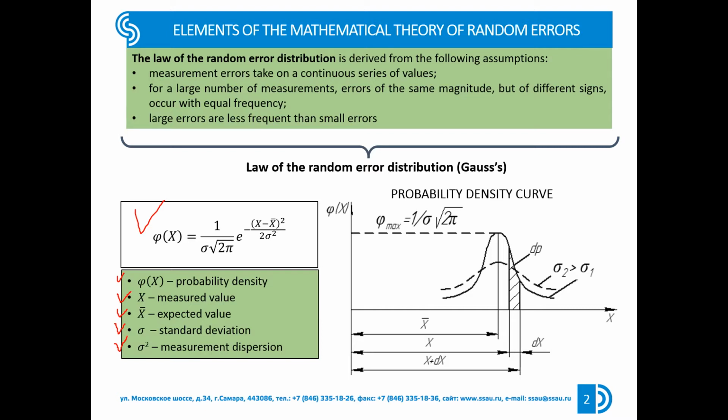Other random error distributions are available, but in most cases, where measurement errors are not too large, Gauss's law is in excellent agreement with experiment. The figure to the right shows a probability density plot. The value of the shaded area is equal to the probability of a measurement result occurring between x and x plus dx. The total area under the curve, or the probability of a measurement result occurring between minus infinity and plus infinity, is 1. The value of x at which the probability density is at its maximum is called the mathematical expectation.